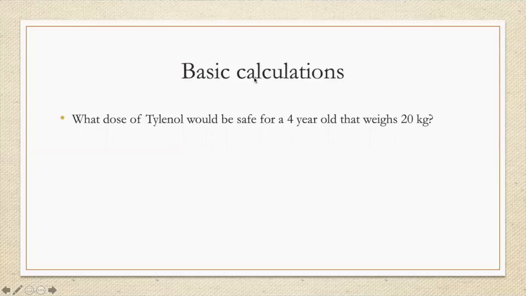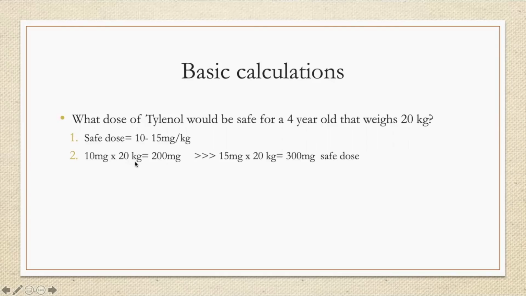So we'll start out with some basic calculations. What dose of Tylenol would be safe for a 4-year-old that weighs 20 kilograms? Well, we know that our safe dose of Tylenol is 10 to 15 milligrams per kilogram. So we simply take these and multiply them times the kilograms. 10 milligrams times 20 kilograms is 200. 15 milligrams times 20 kilograms is 300. So the safe dose is between 200 and 300 milligrams.